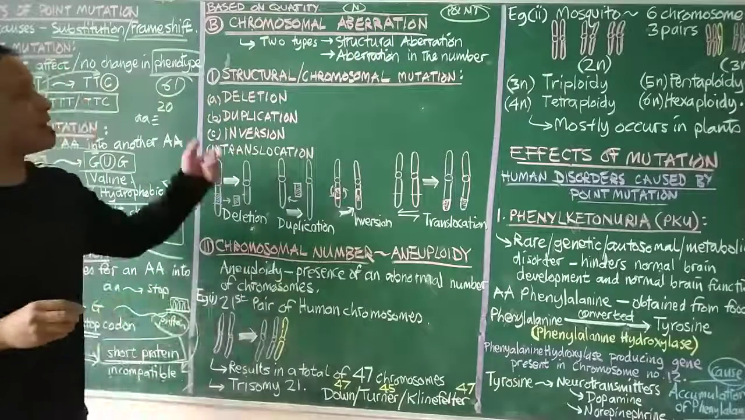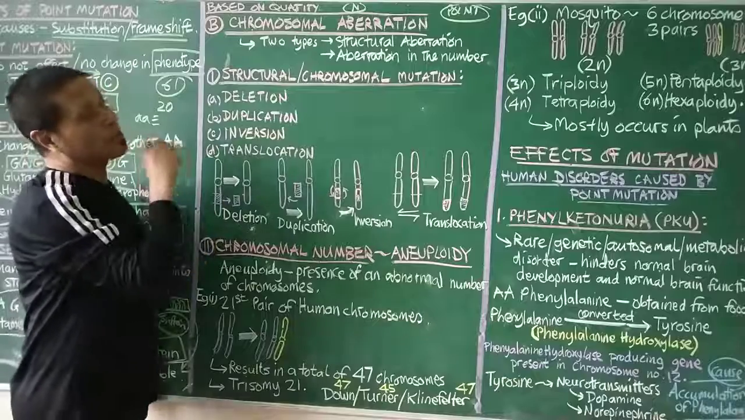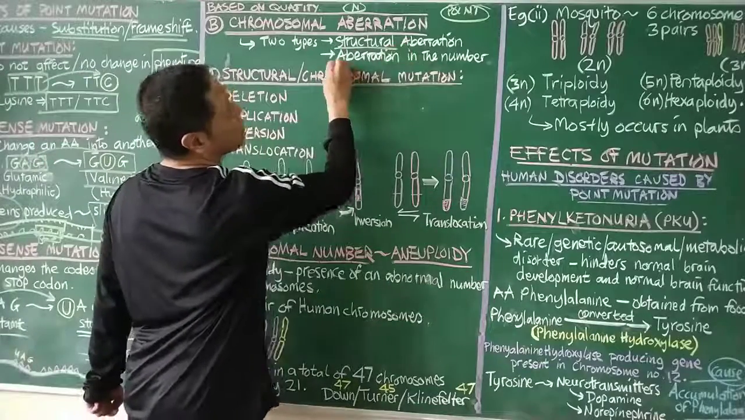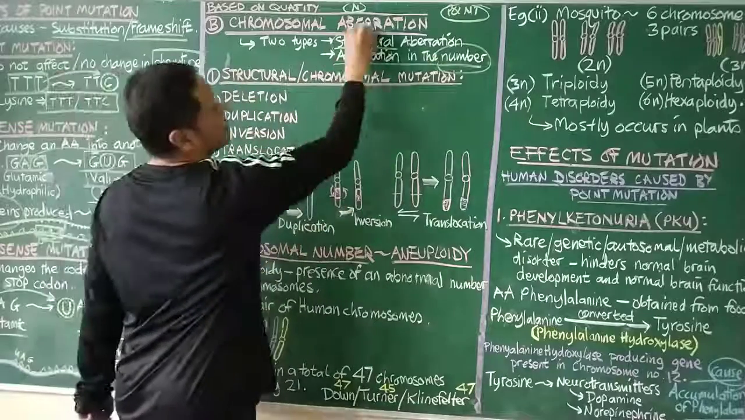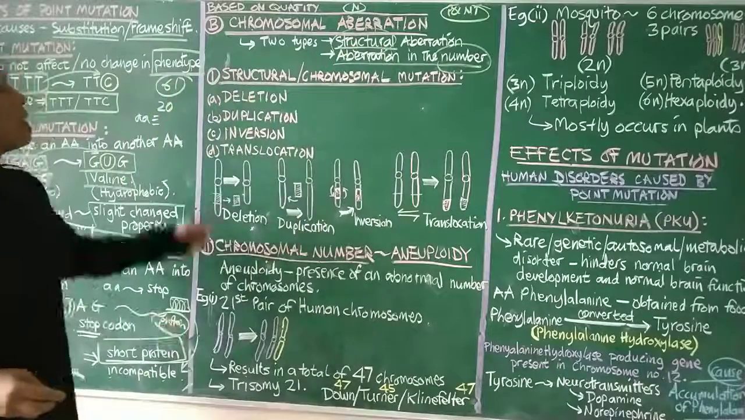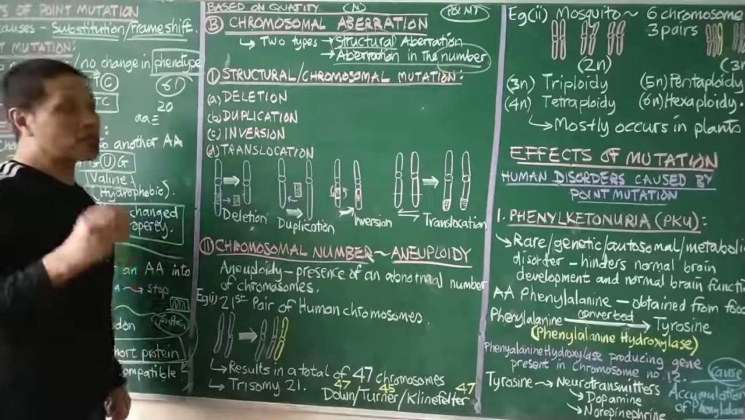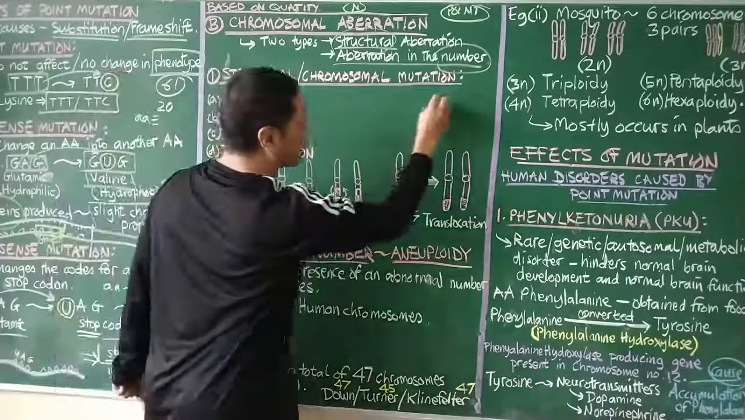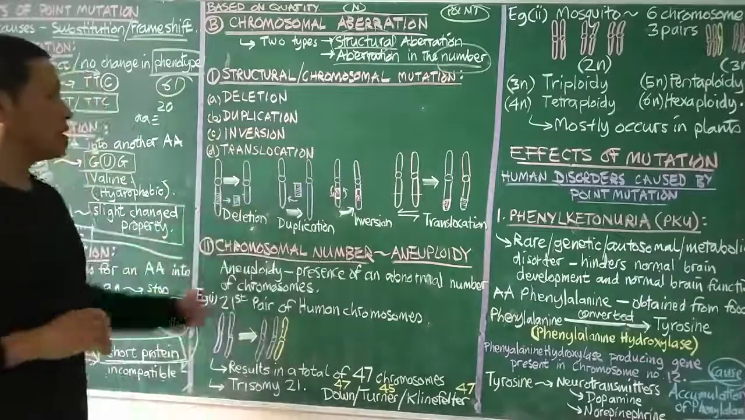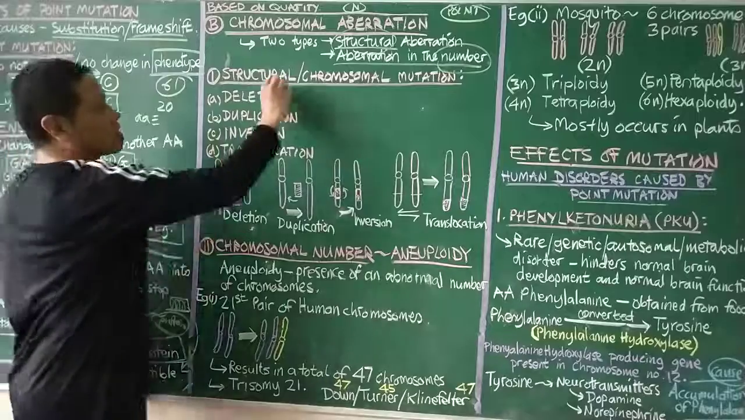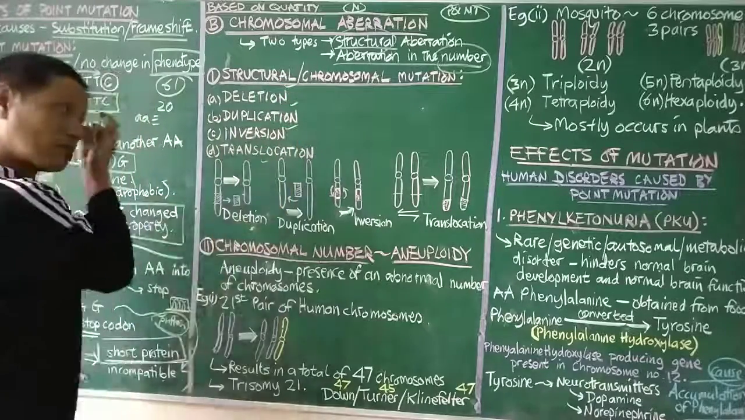That's the second type of mutation. And here, there are again two types, structural and aberration in the number of chromosomes and the structure of chromosomes. We start with the first one, structural or chromosomal mutation, where the mutation does not occur in one nucleotide but the chromosome. Okay? And there are four ways in which it occurs. First is deletion, duplication, inversion, and then translocation.